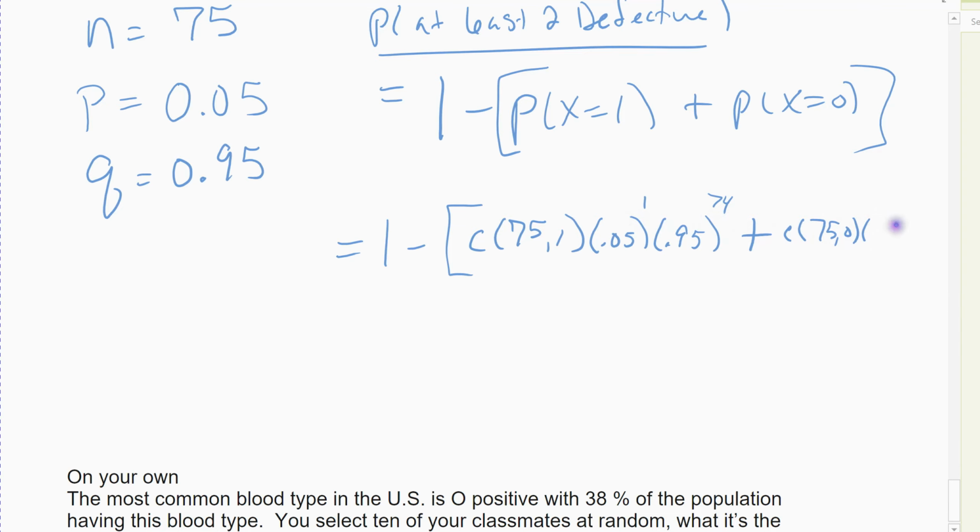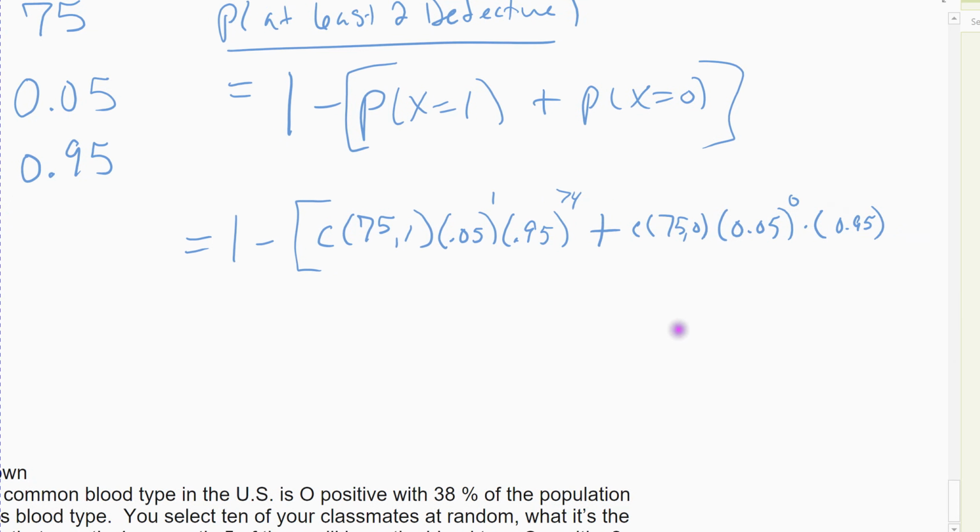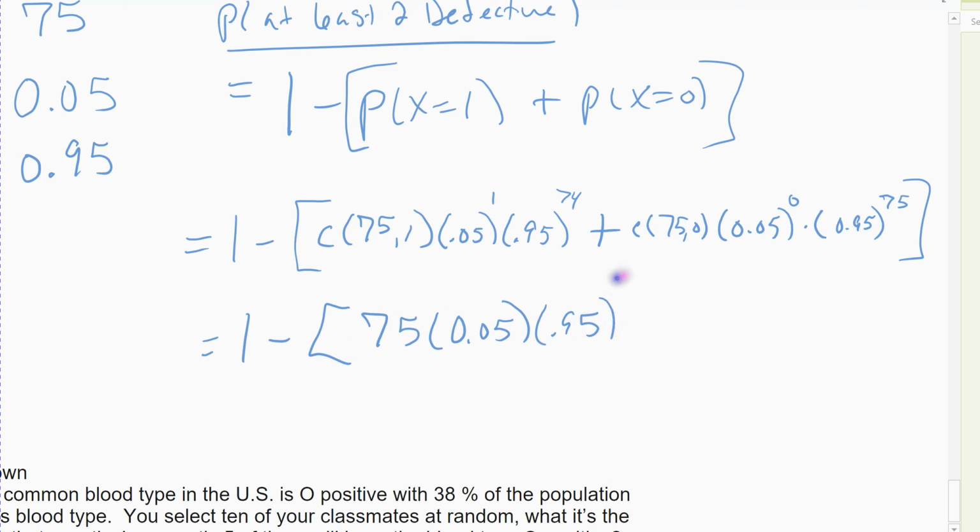So 0.05 raised to the 0, which again, those are just 1. If you don't want to include those, you don't have to. And then 0.95. Since I'm not getting any of them bad, all 75 are fine. Alright? And then you fill them out. So 75 choose 1 is 75. I'm getting 1 bad one. I'm getting 74 good ones. And the last case, all 75 come out good.